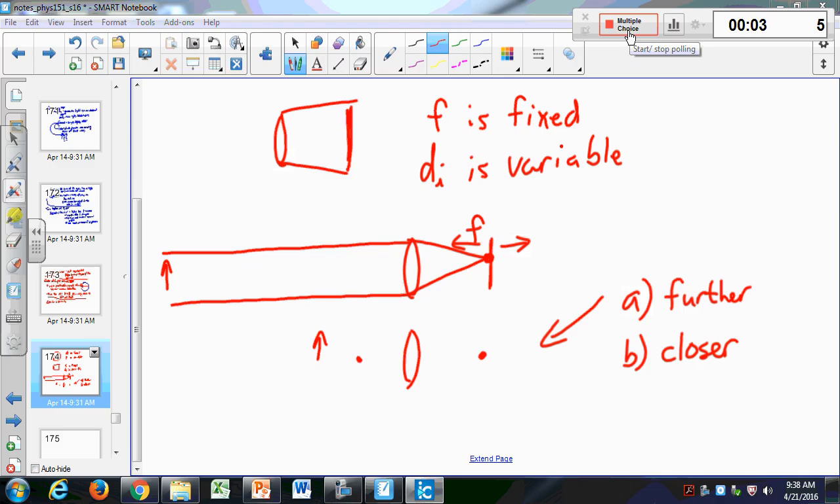Think about what you do. Well, you can think about your camera, too, and what it does, right? What does your camera do when you look at something up close? Does it make this distance closer, or does it make this distance further away?